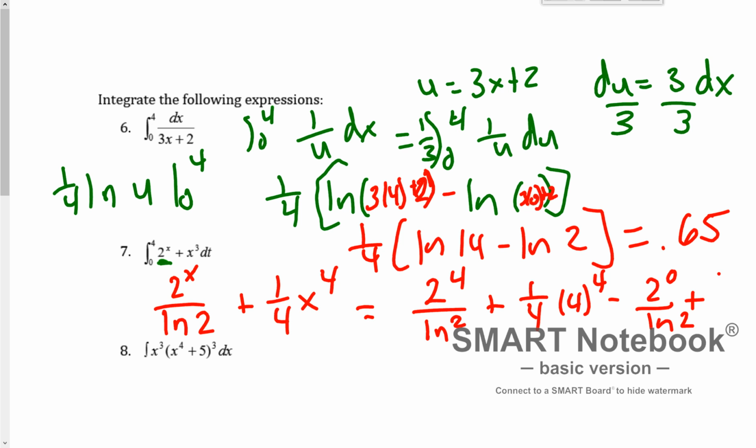Okay, you can type that all in. That'd be distribute that negative, so that's negative as well. 1/4. Then x, which is 0 to the 4th. So that's all 0. That's 1 over ln.